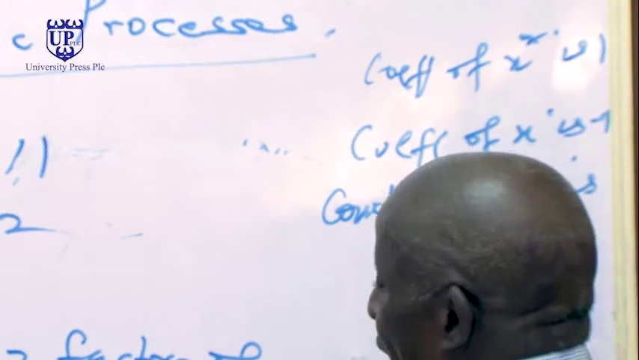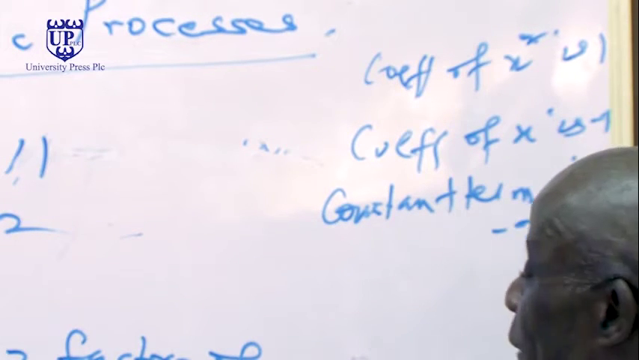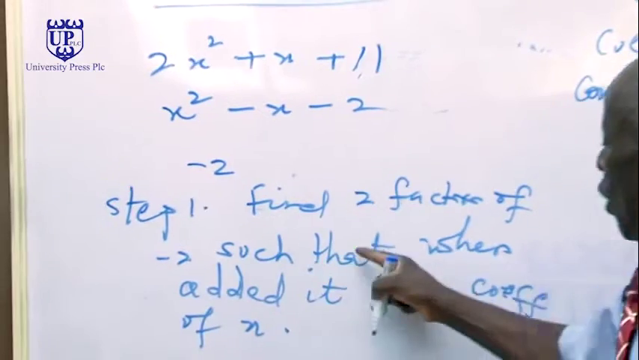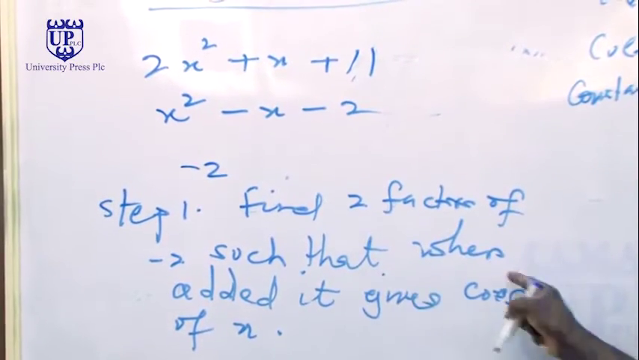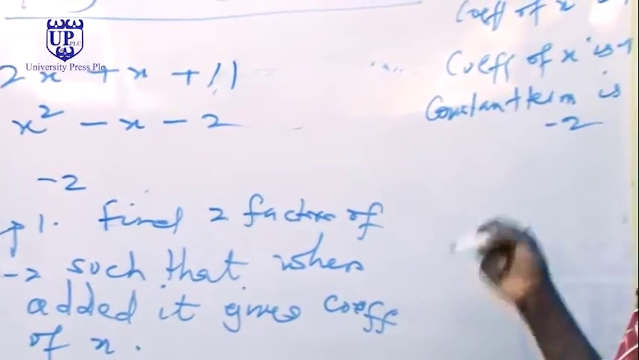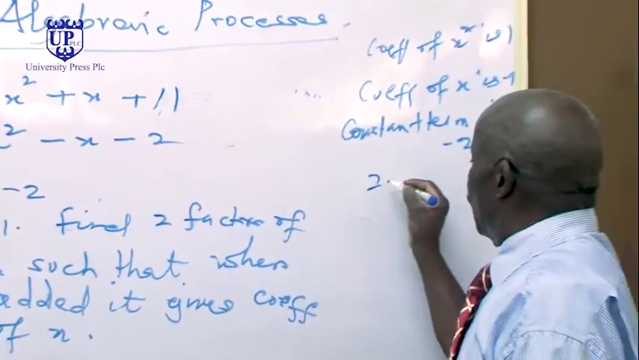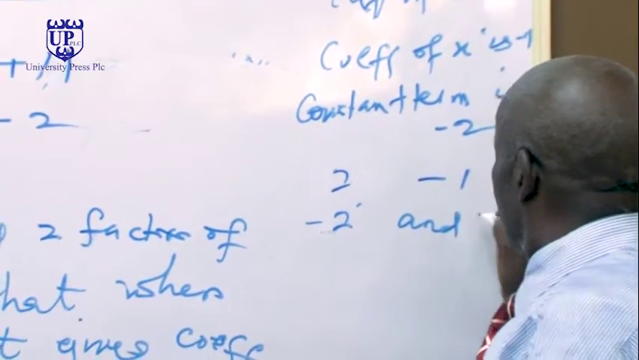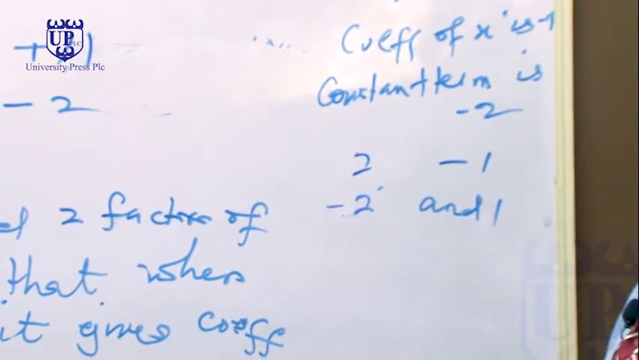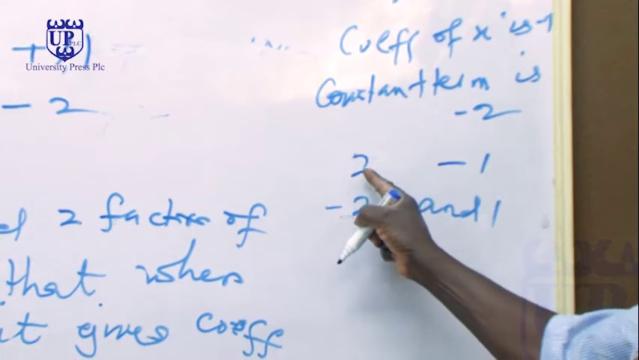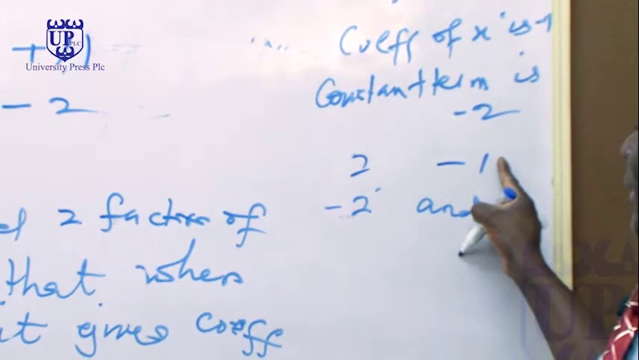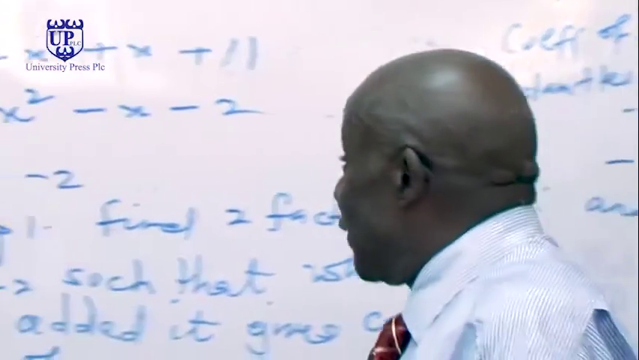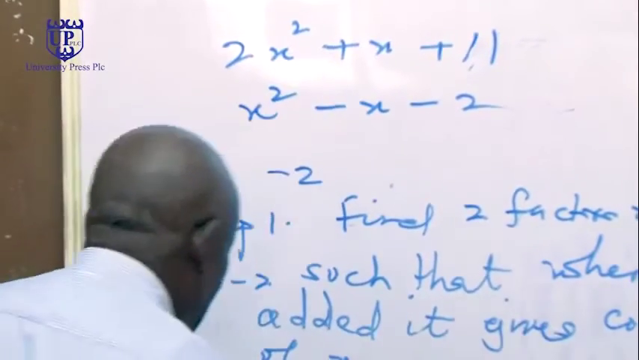Is minus 2. Now, the step says find 2 factors of minus 2 such that when added it gives the coefficient of x. The 2 factors of minus 2 are either 2 and minus 1, or minus 2 and 1. When 2 and minus 1 are added, you get 1. When minus 2 and 1 are added, you get minus 1. Therefore, for this one, at your level, you say x squared.